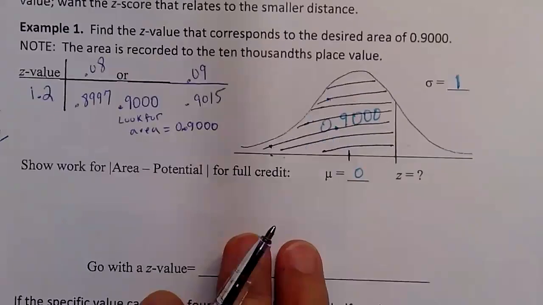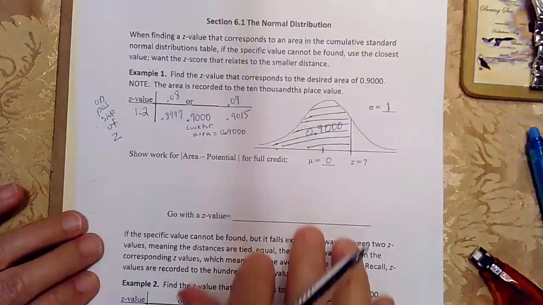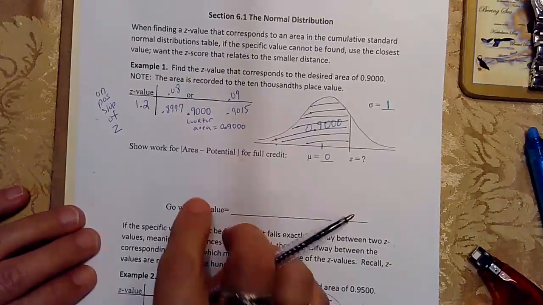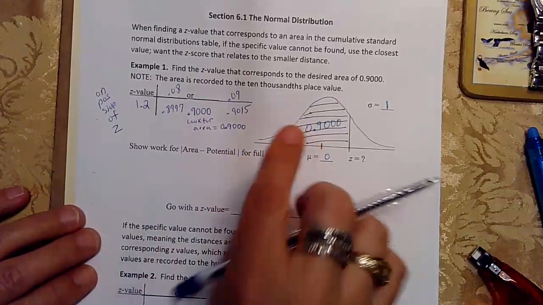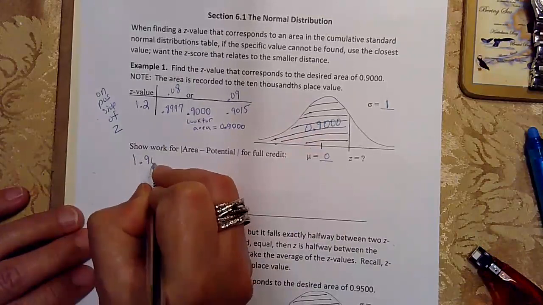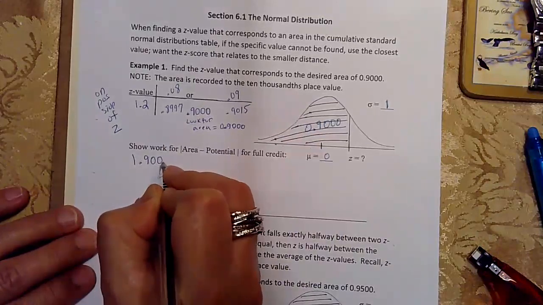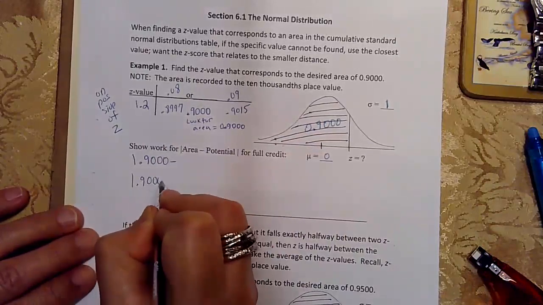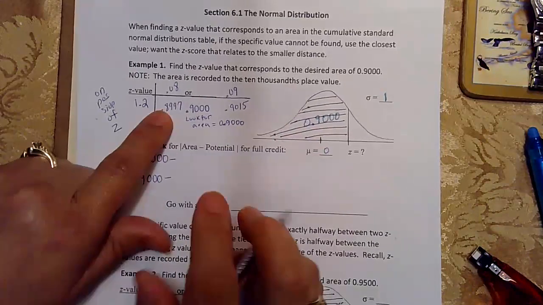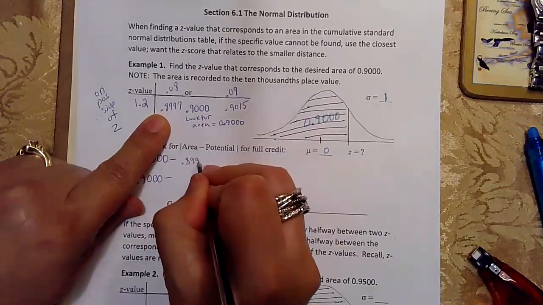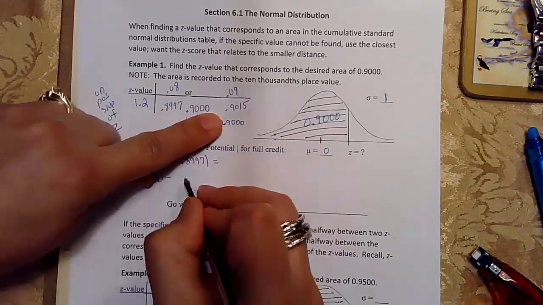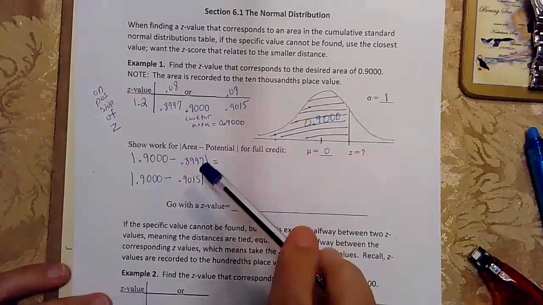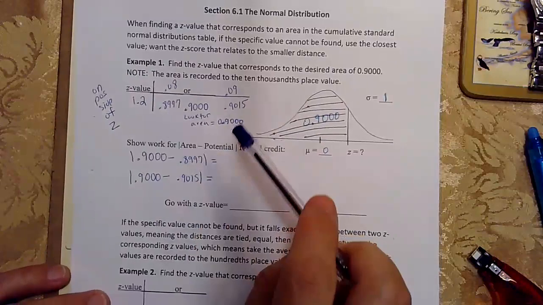And then I need to find the distances. So the idea is you do your area, which is 0.9, absolute value of 0.9, and you're going to subtract the potentials. So you're going to do 2 subtraction problems. It doesn't matter which one you do first. I'll do this one first, 0.8997. And then I'll subtract this one, 0.9015. Okay, so I'm doing the area minus the potentials. And I'm going to subtract.